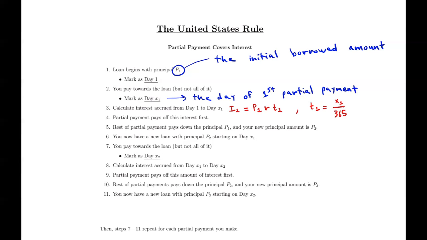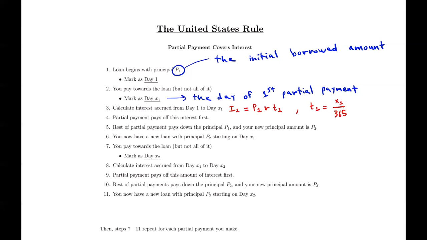And then what we've said before with the United States rule, that our partial payment is going to pay off that interest first. And so what that means is we pay off whatever interest accrued, and then the rest of our partial payment is going to pay down the principal amount, which was P1.